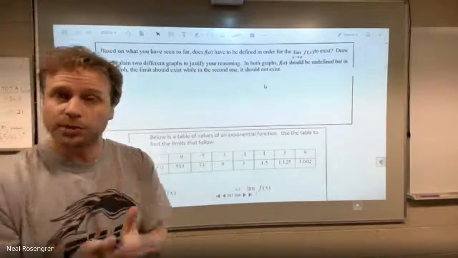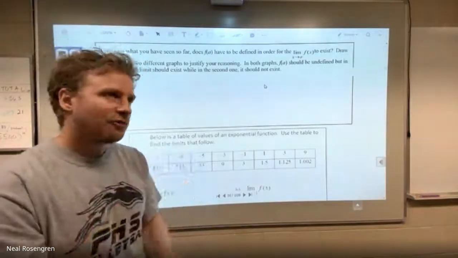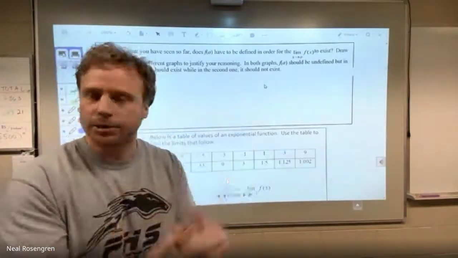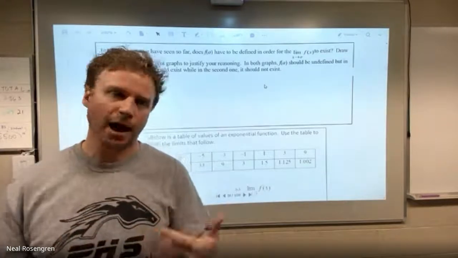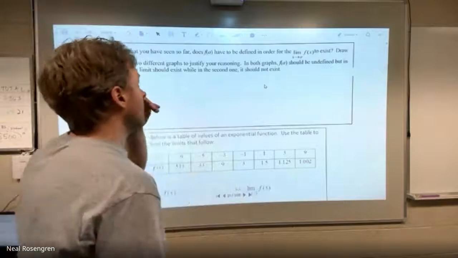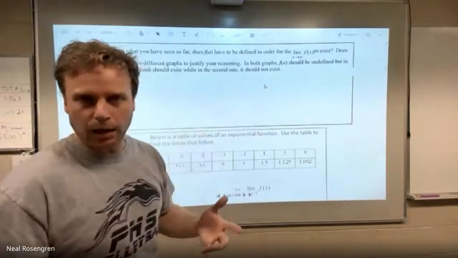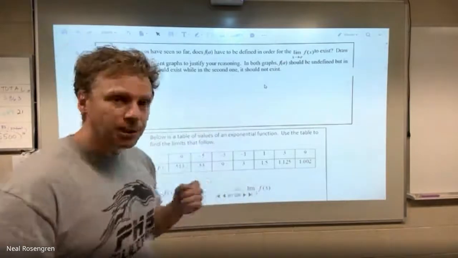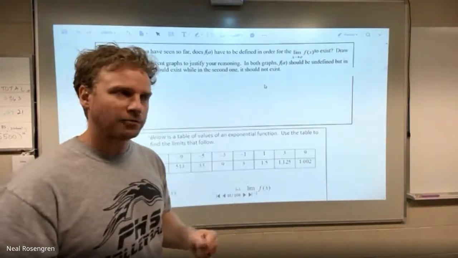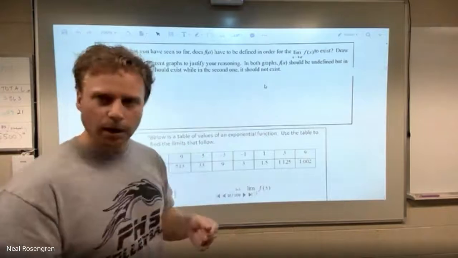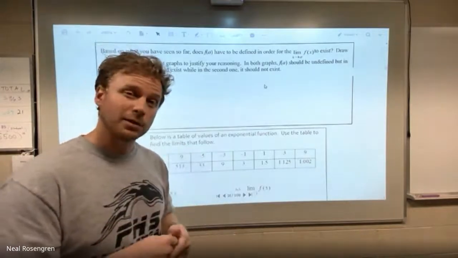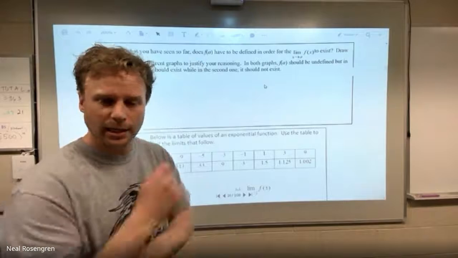But based on what you've seen, does f of a, some number, and sometimes you use c for some unknown constant, any letter at the beginning of the alphabet is great. So they used f of a here. Does f of a, anything, have to be defined? Like, does there have to be an actual y value right there for the limit to exist at that spot?